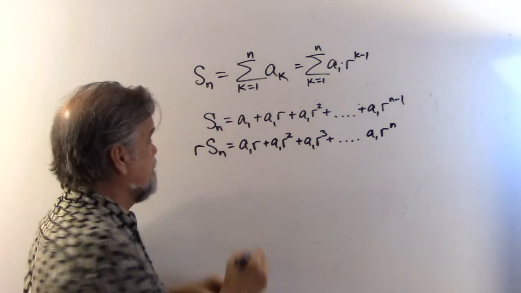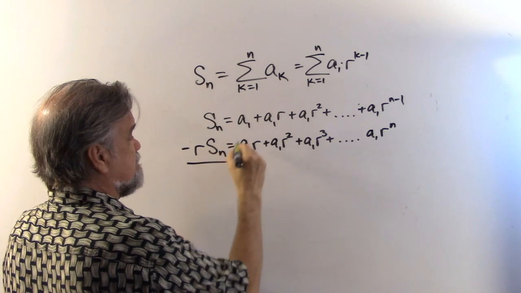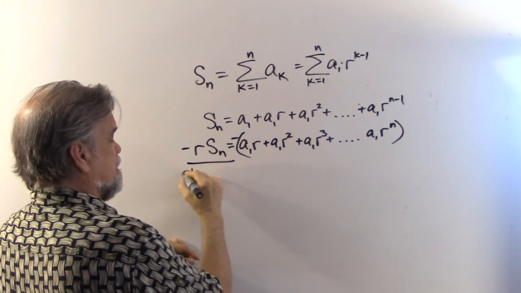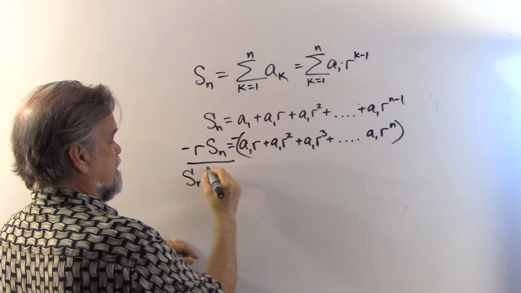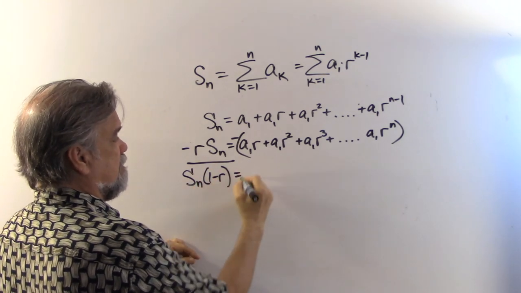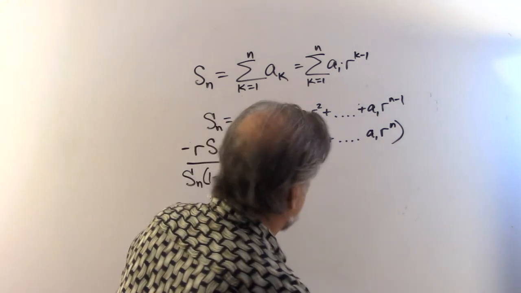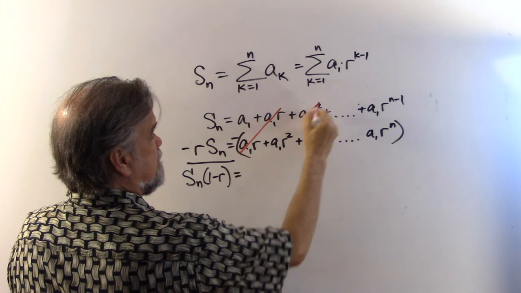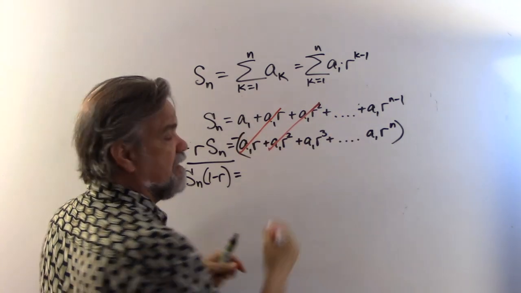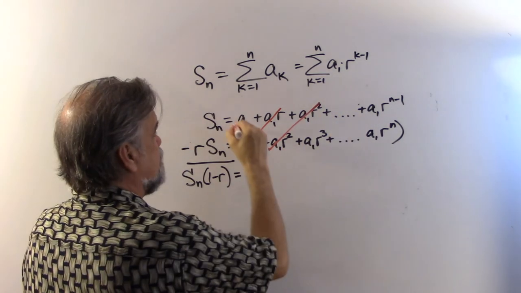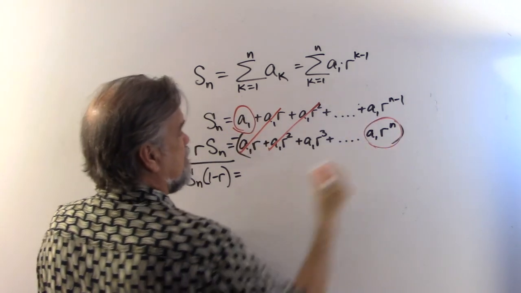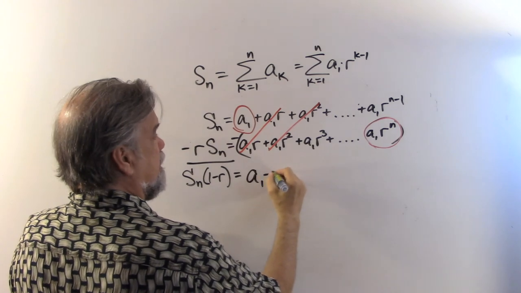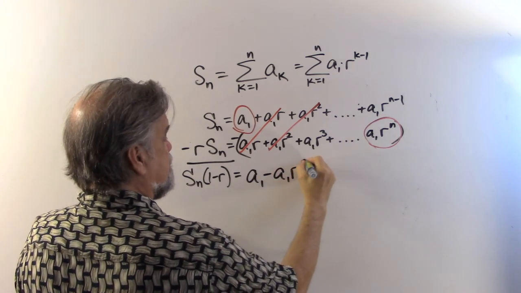Then remember what we did? We said, I'm going to subtract this. So subtract this whole thing. And over here I get Sn times 1 minus r. And over here, if you remember, these things take care of each other. Everything is going to cancel out except for this term and this term. So we end up with A1 minus A1 times r to the nth power.